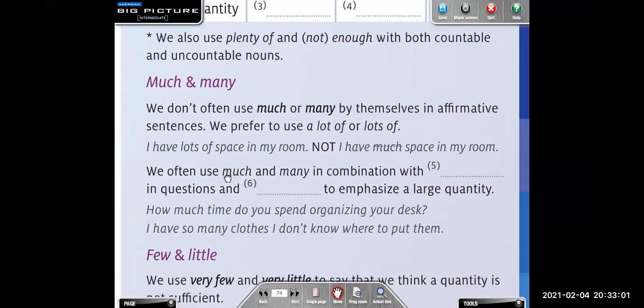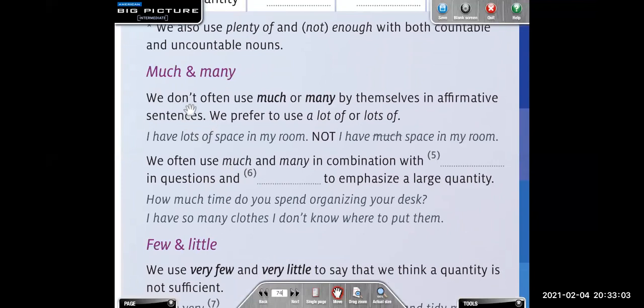Here we have much and many. We don't often use much or many by themselves in affirmative sentences. We prefer to use a lot of or lots of. ¿Ok? En las oraciones afirmativas, cuando decimos mucho, no lo utilizamos much y many solo, sino que utilizamos a lot of or lots of, right? For example, I have lots of space in my room. No decimos I have much space, ¿ok? Generalmente no se usa de esa forma, sino que ocupamos lots of.